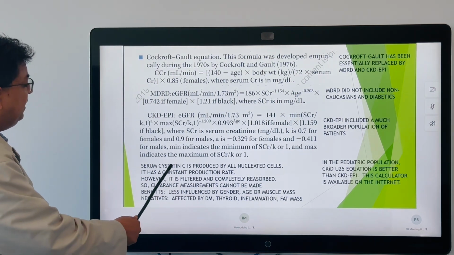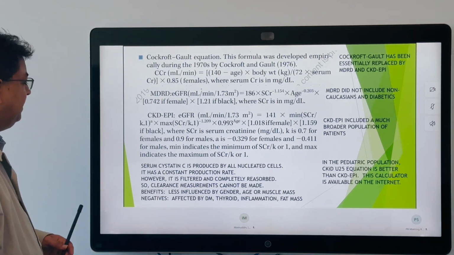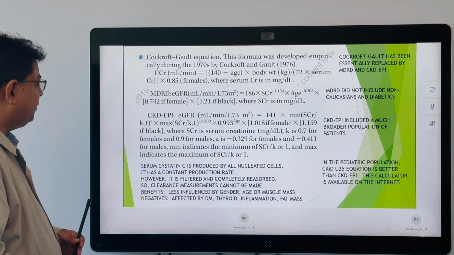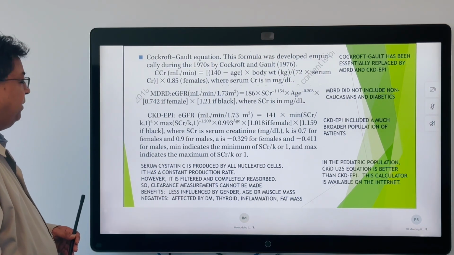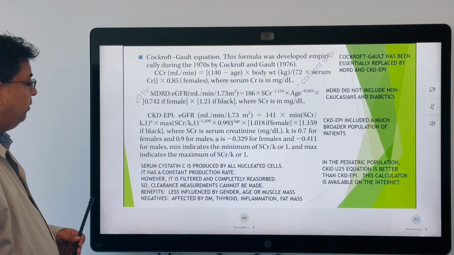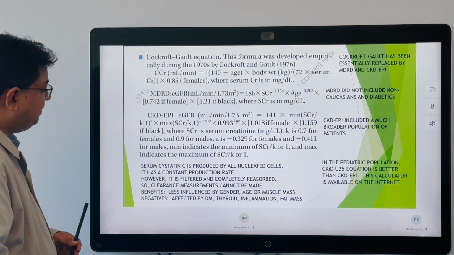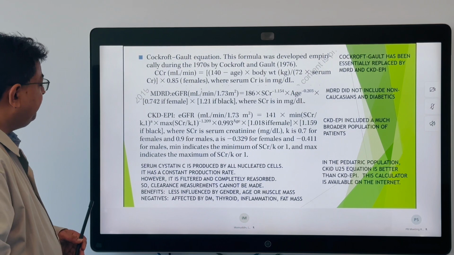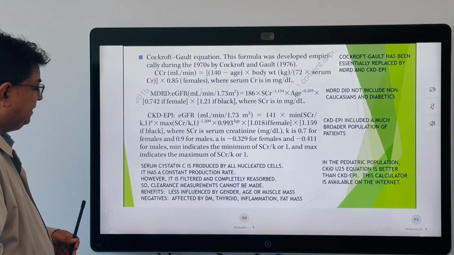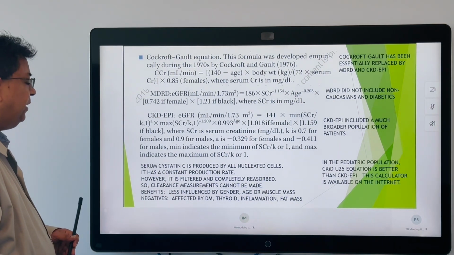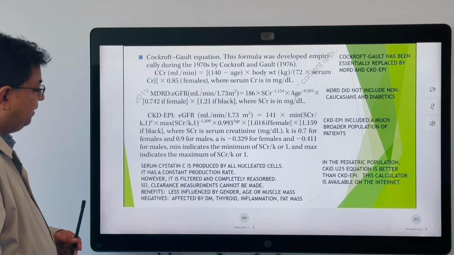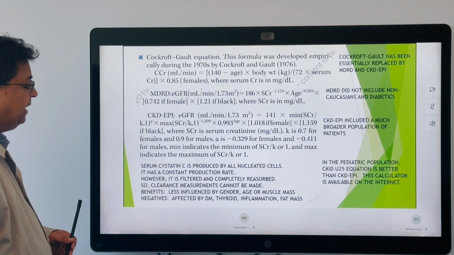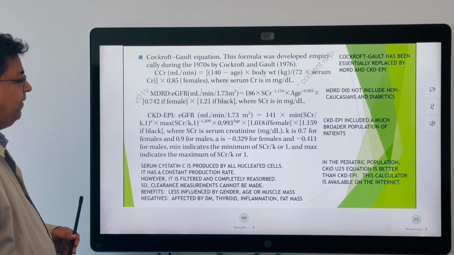Serum cystatin C is produced by all nucleated cells. It has a constant production rate. However, it's filtered and completely reabsorbed. So even though you can calculate glomerular filtration rate, clearance measurements cannot be made. The benefit of cystatin C is that it's less influenced by gender, age, or muscle mass. Negatives are that it's affected by diabetes, thyroid, inflammation, and fat mass.